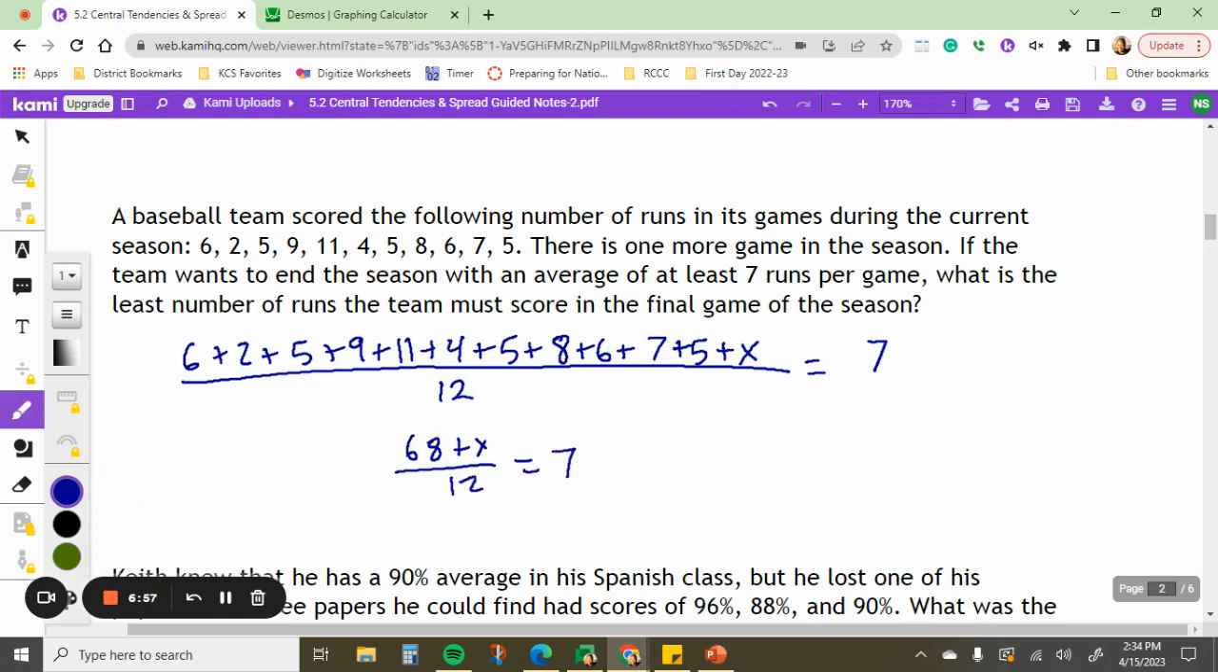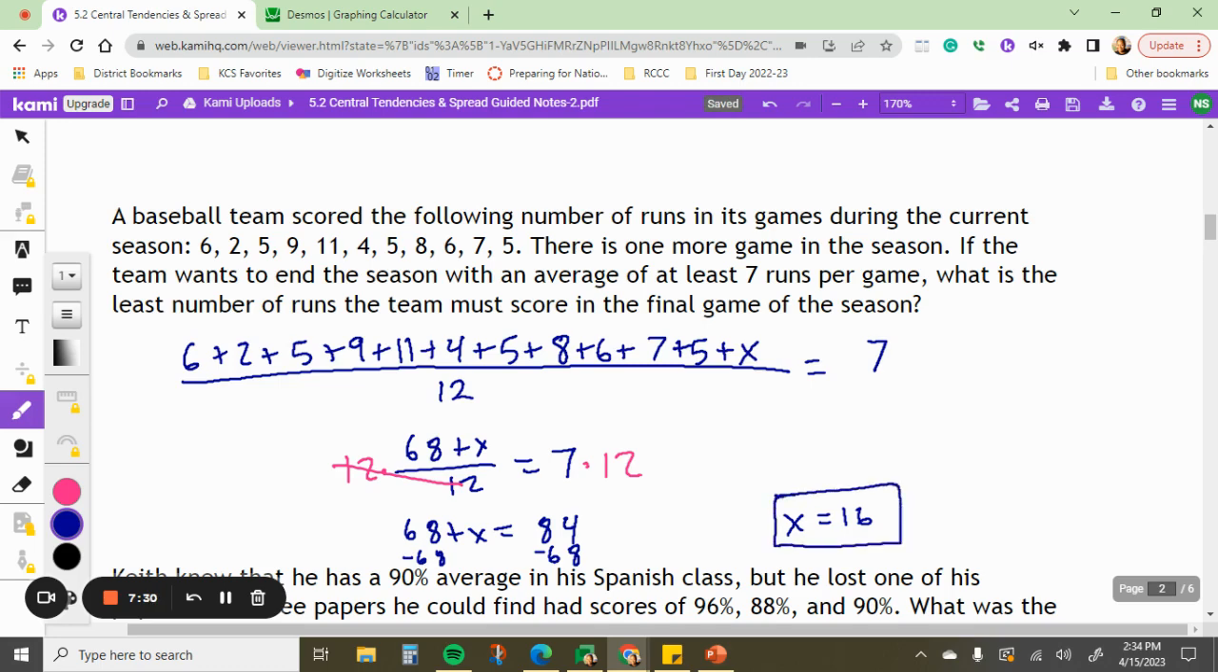And now let's solve for x. So I want to multiply by 12 so that I can cancel out. And I will get 68 plus x equals 84. And to get x by itself, I subtract 68 on both sides, and x equals 16. So to have an average of 7 runs per game, we need to score 16 runs in this most recent game.